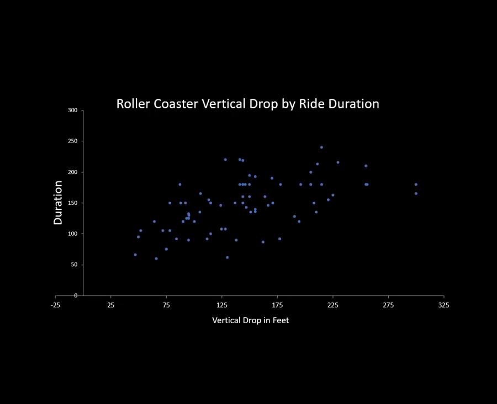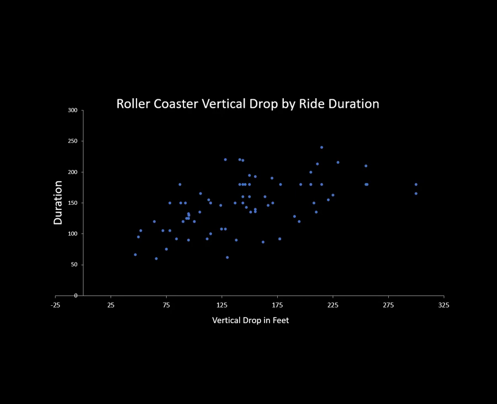Okay. This scatter plot shows the vertical drop in feet as the independent variable against the duration of a roller coaster ride. Just glancing at it, it appears to slope upward, indicating a positive relationship. And as the height of the coaster increases, the duration of the ride also increases. So again, a positive relationship.